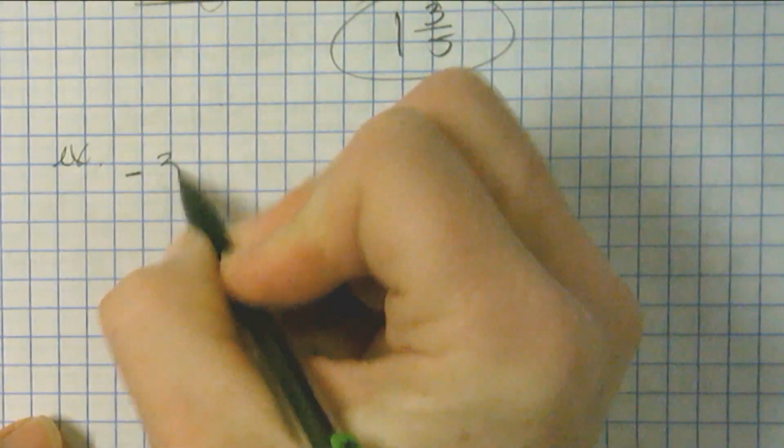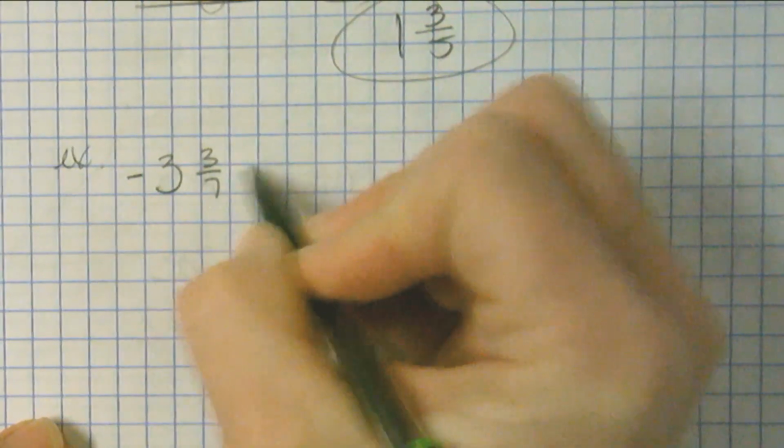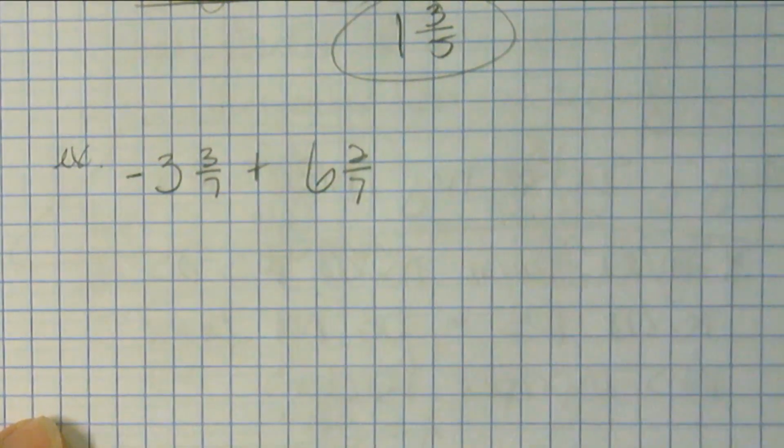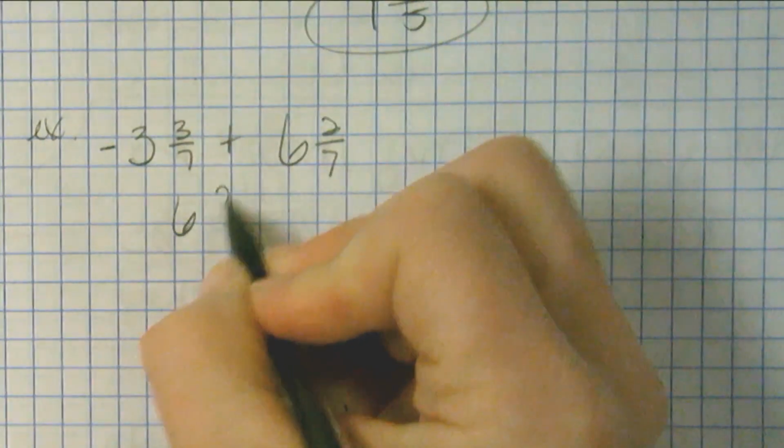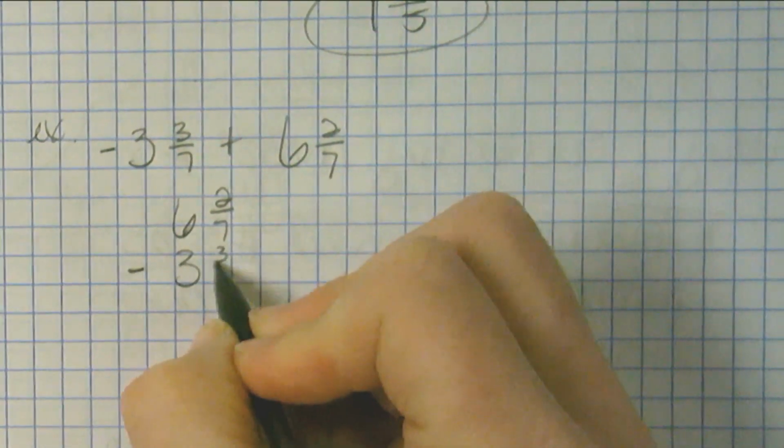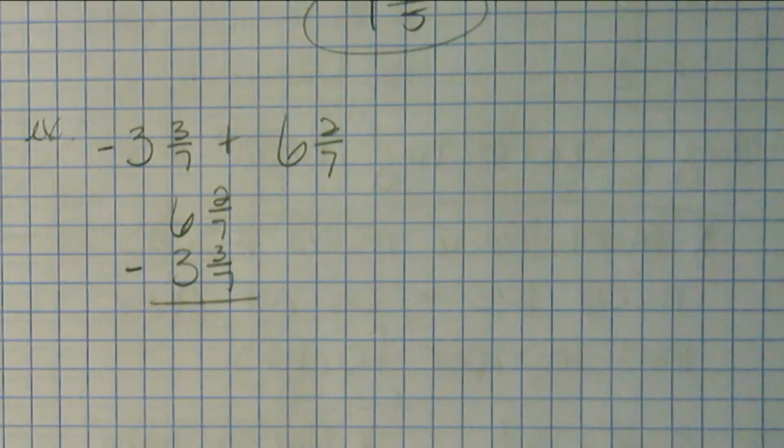Alex, you had a question? Are you sure? Okay. So I want you to do this problem. Negative 3 3/7 plus 6 2/7. All of you do this, please. Remember, always set it up vertically. Use the one above it as your guide.